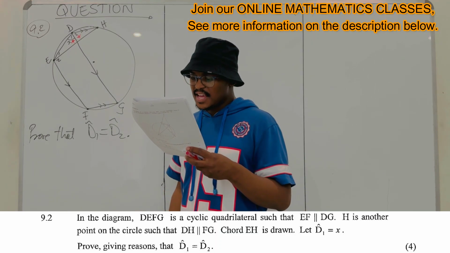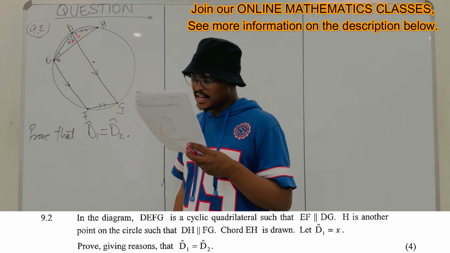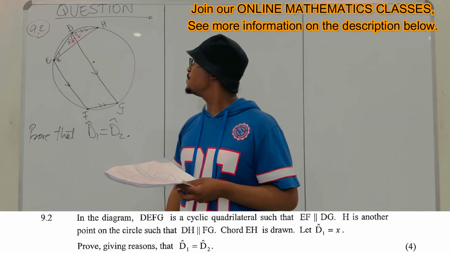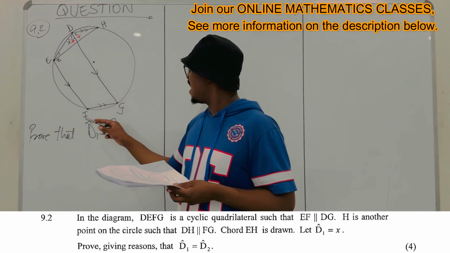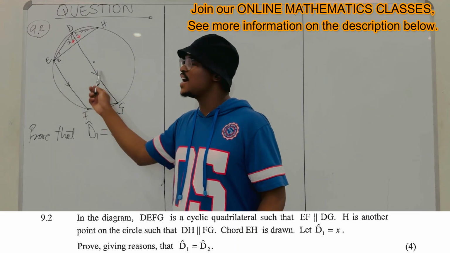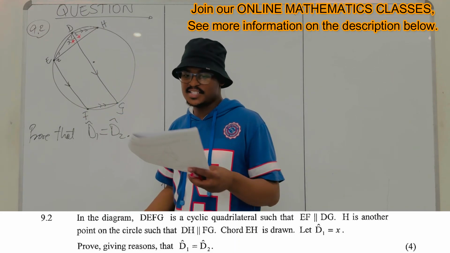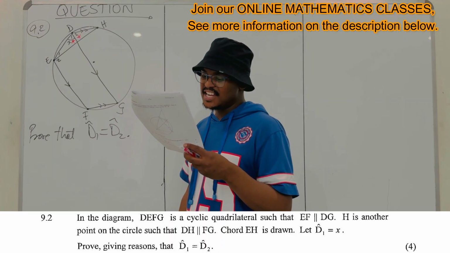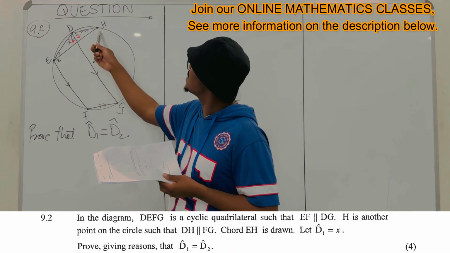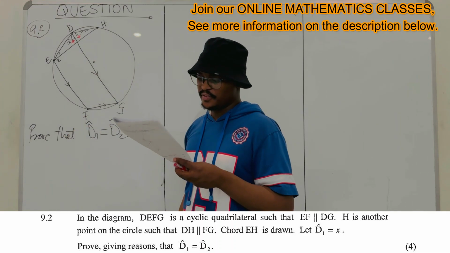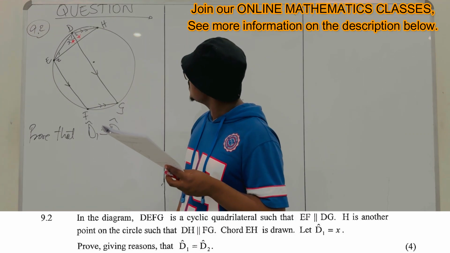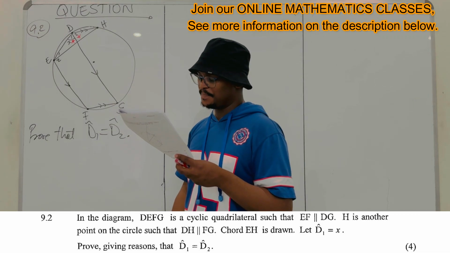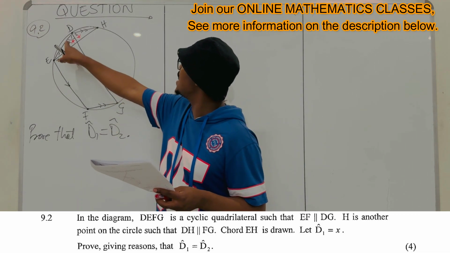Then they are saying that EF is parallel to DG, which means two sides of this cyclic quadrilateral are parallel, so your quadrilateral DEFG is a trapezium because only two sides are parallel. So that's your trapezium, right? Fine. They say H is another point on the circle such that DH is parallel to FG. Fine. They're saying EH is drawn to complete the quadrilateral. And they say let D1 equal X.